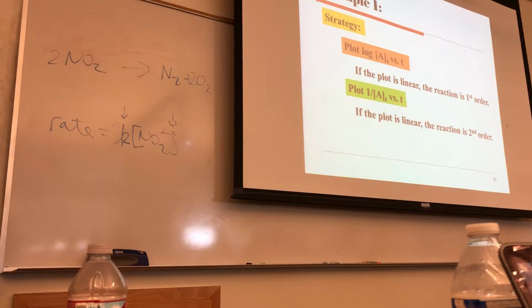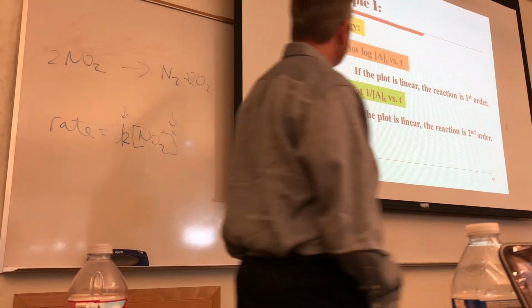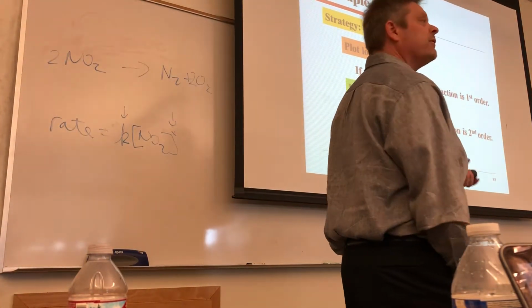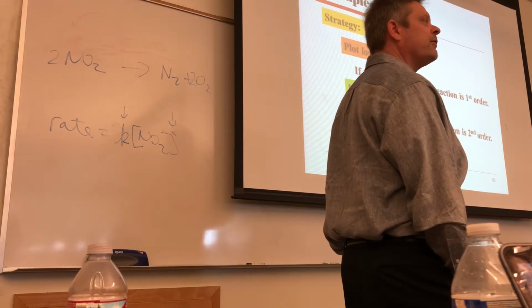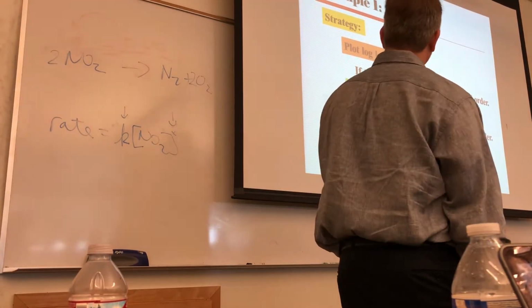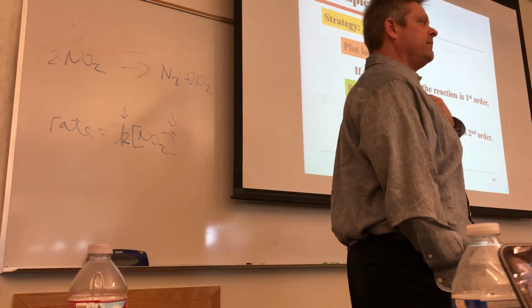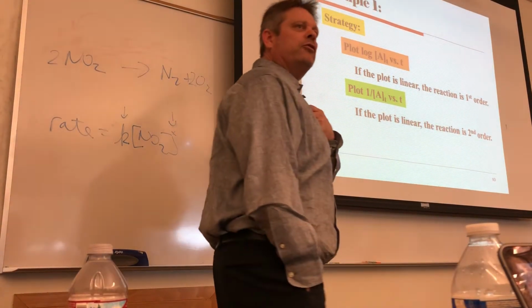Is it supposed to be natural? It could be either, because you can make the conversion by 2.303. But I prefer natural log, which is why I said that. And I think your textbook usually uses natural log.